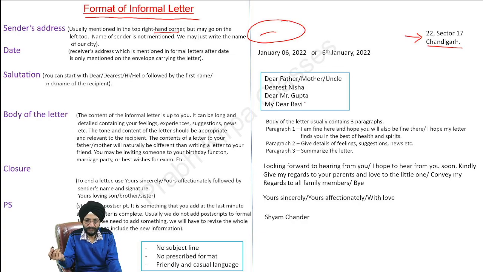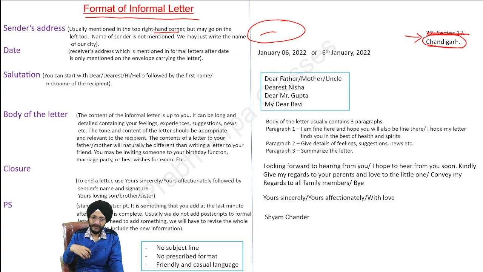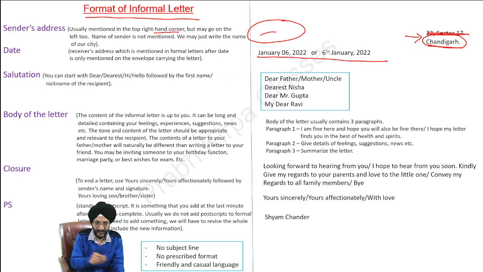In some cases, it happens that you do not write the complete address. You simply write the name of your city. It will also serve the purpose. That is, when you are writing an informal letter, sender's address may be only the city or your complete address without your name. You are not to mention your name. Then this is followed by some space and you have to write the date. Receiver's address, which is there after the date.